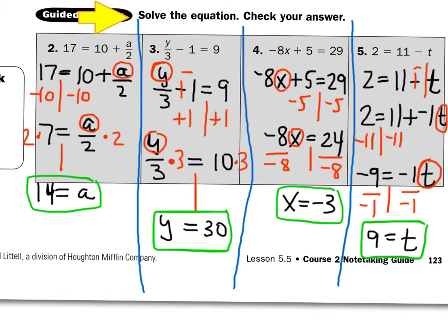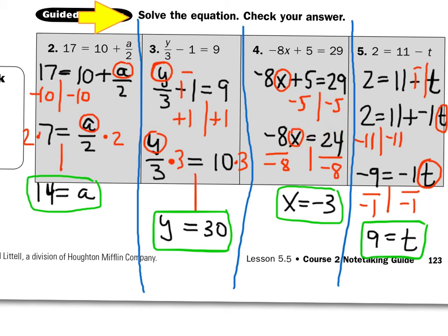Take a look at number 4. I have negative 8x plus 5 equals 29. So I circle the variable, I bring down the wall. Now I see adding 5 is touching the circle, and we have to destroy the adding or subtracting first. So I'm going to subtract 5 on both sides of the wall first. So I bring down my negative 8x, okay? And then a positive 5 plus a negative 5 destroy each other. Bring down the equal sign, and 29 minus 5 gives us 24.